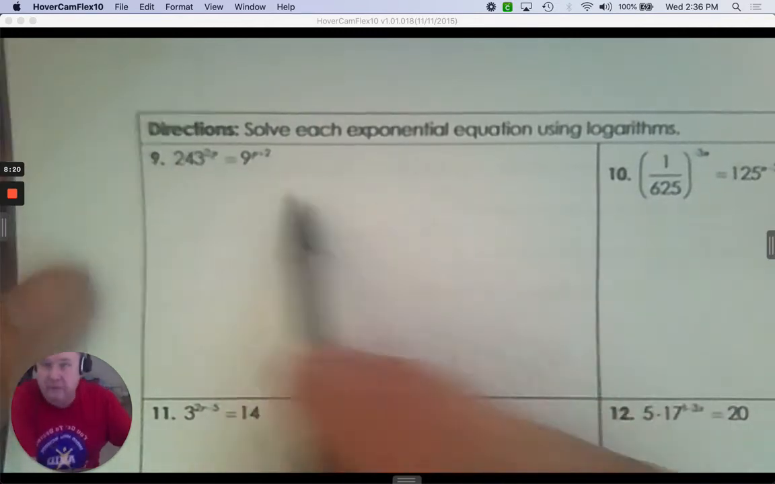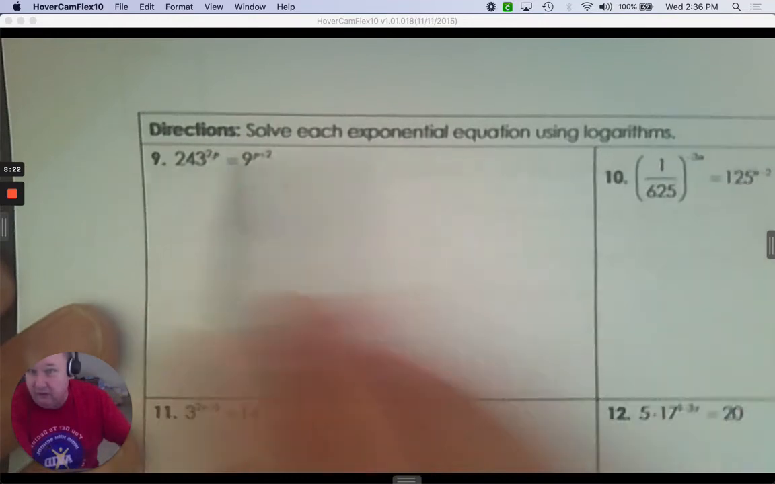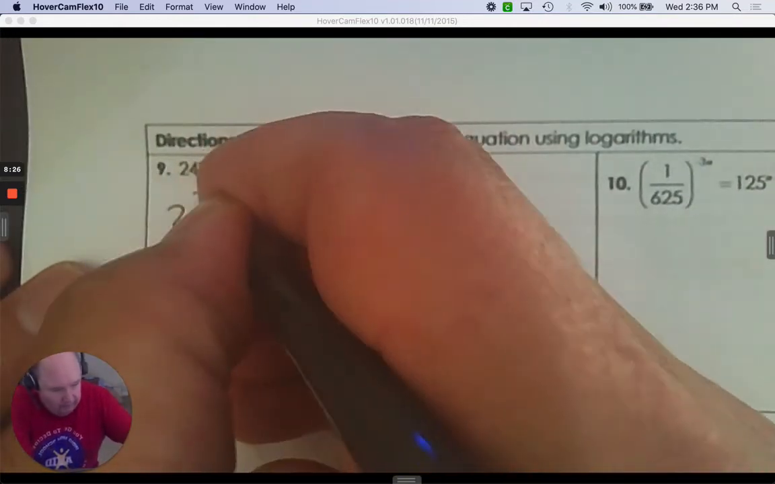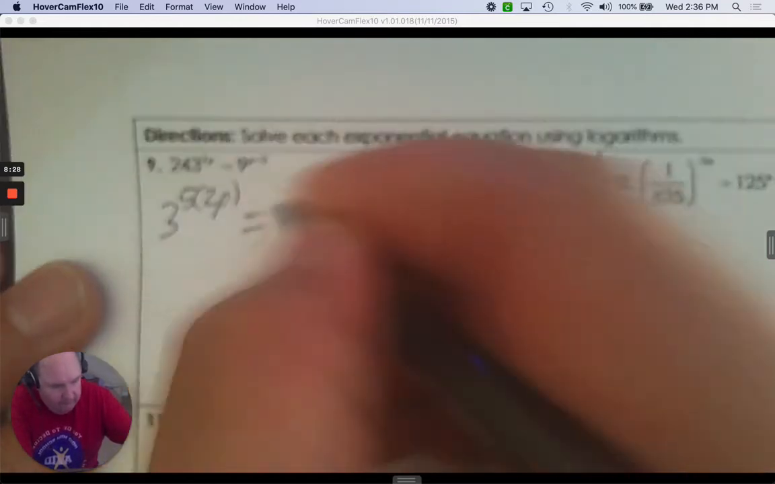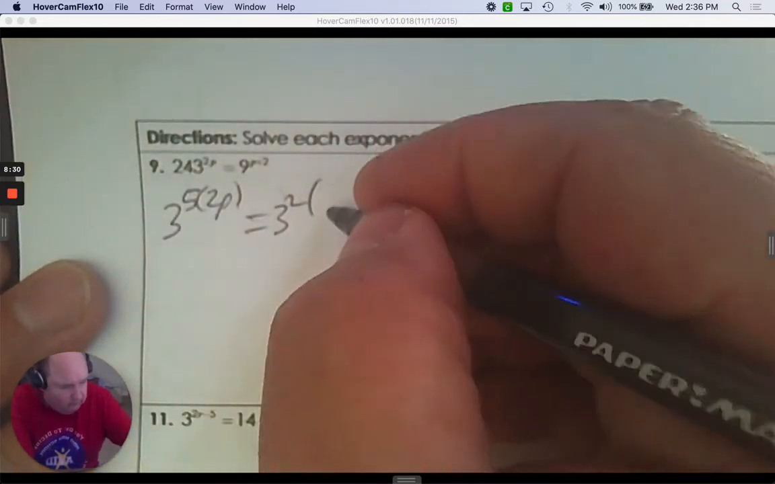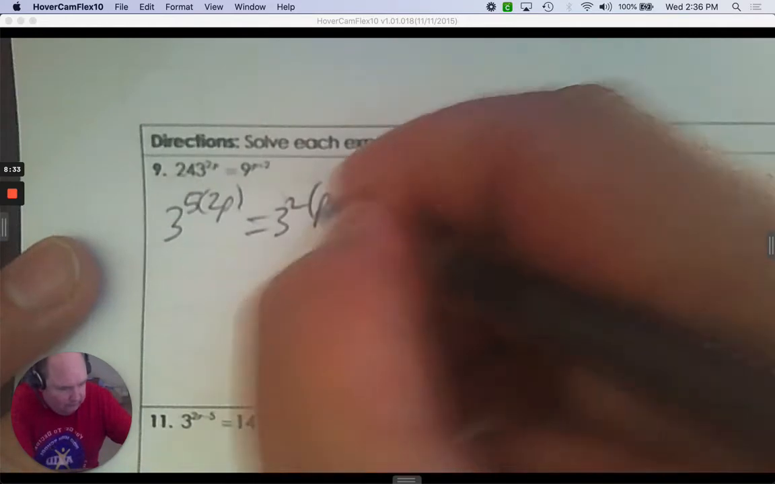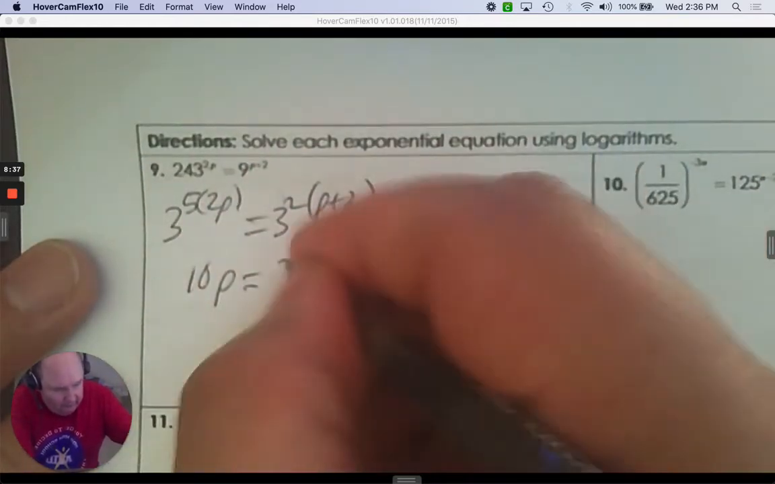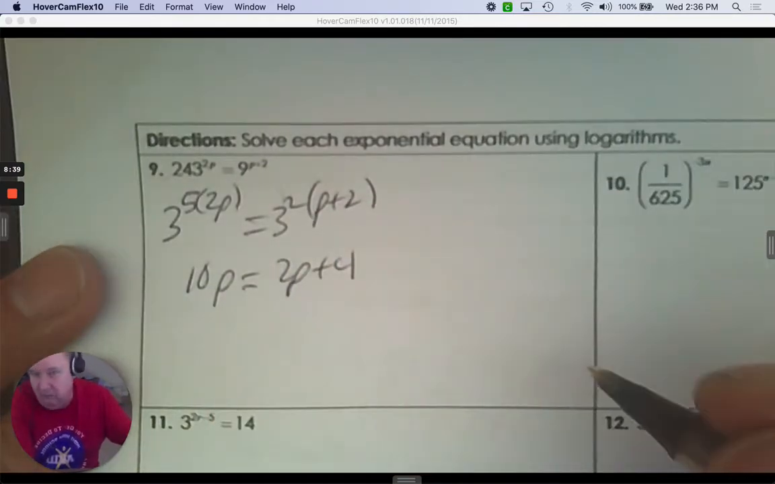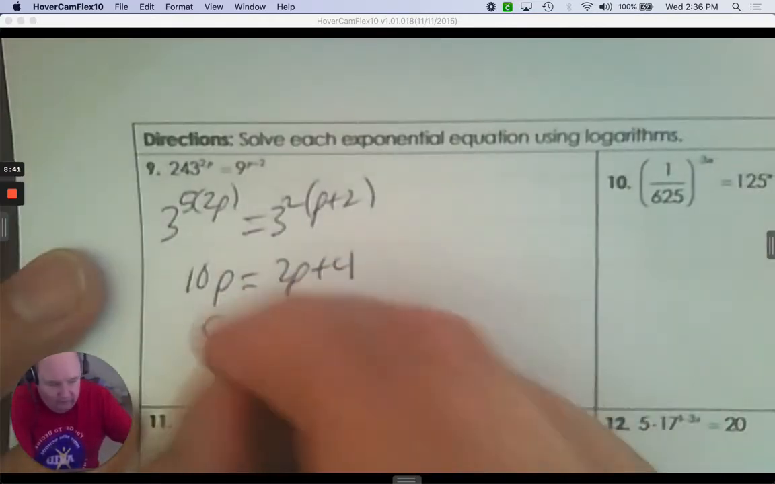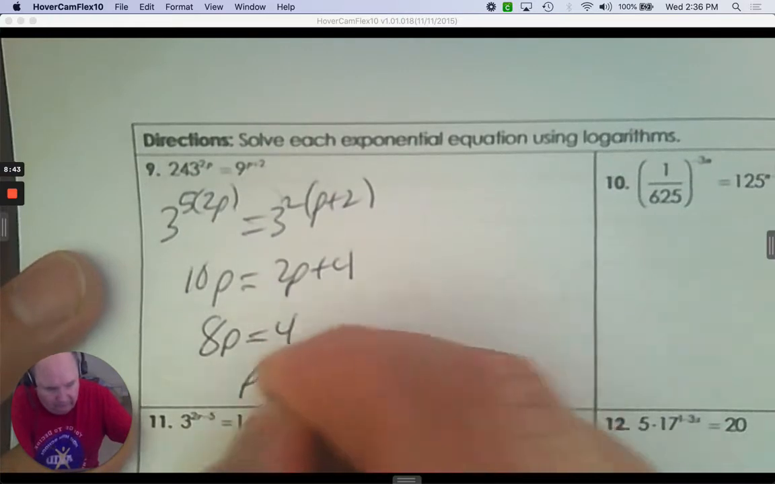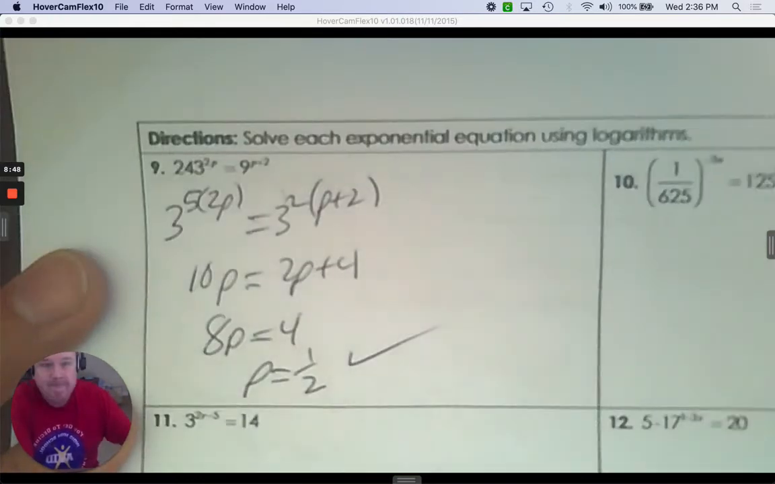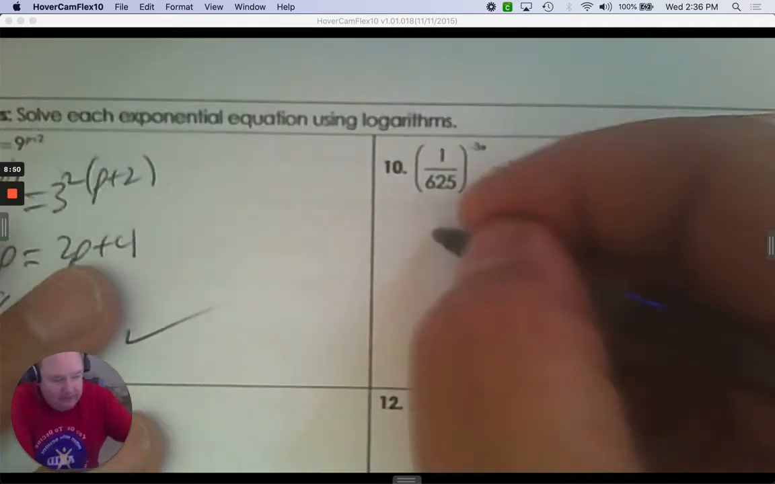Well, sometimes you can make the bases the same and you don't need a logarithm. So for number 9, the base here is going to be 3 to the exponent 5, and 3 squared, that p plus 2. Now that the bases are the same, take the exponents and make them equal to each other. Subtract 2, and then when you divide, it's 4 over 8 or 1/2. Perfect.